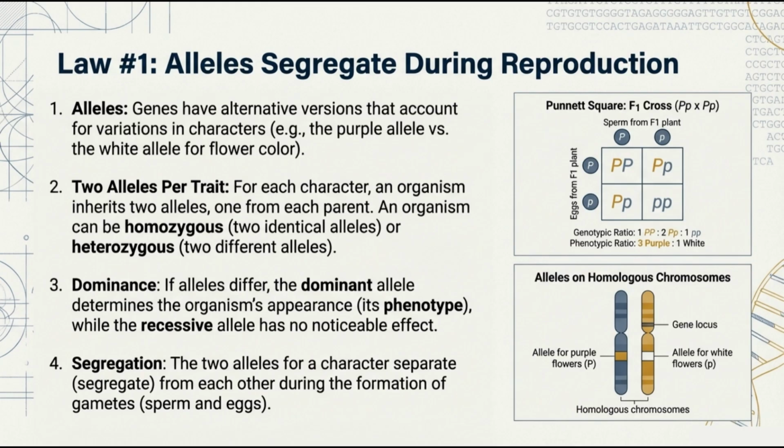And if we connect this to what's physically happening in the cell, it's not magic. It happens because those alleles are on the same spot, the locus, on a pair of homologous chromosomes. The matched pair, you get 1 from each parent. Right.